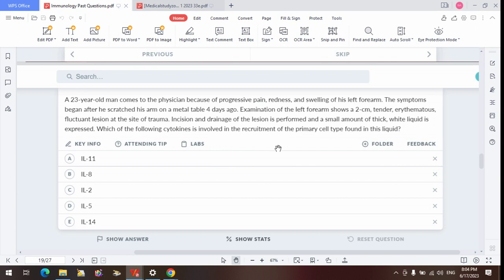Every cytokine is involved in the recruitment of the primary cell type found in this liquid. A 23-year-old man comes to the physician because of progressive pain and red swelling of his left forearm. The symptoms began after his arm hit a metal table. Examination of the left arm shows a 2 cm thin erythematous fluctuant lesion at the site of the trauma. Drainage of the lesion is performed, and a small amount of thick white liquid is expressed. Okay, so that's pus. So we are looking for something that attracted the neutrophils to that place.